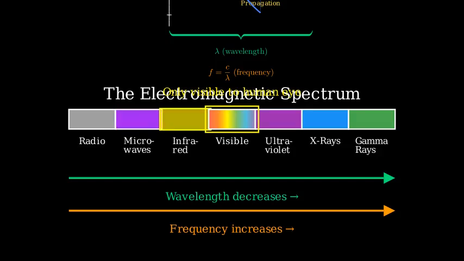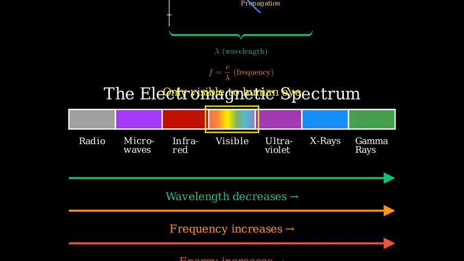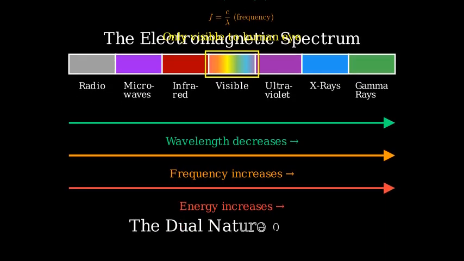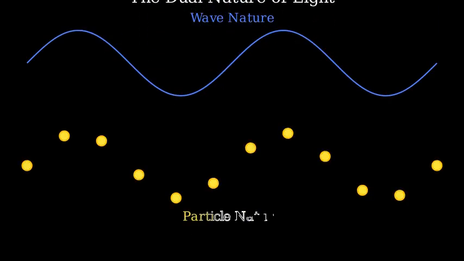Let's look at the different types of electromagnetic radiation in order of increasing frequency: radio waves, microwaves, infrared radiation, visible light, ultraviolet radiation, X-rays, and finally gamma rays. As we move from left to right, from radio waves to gamma rays, the wavelength decreases while the frequency and energy increase.